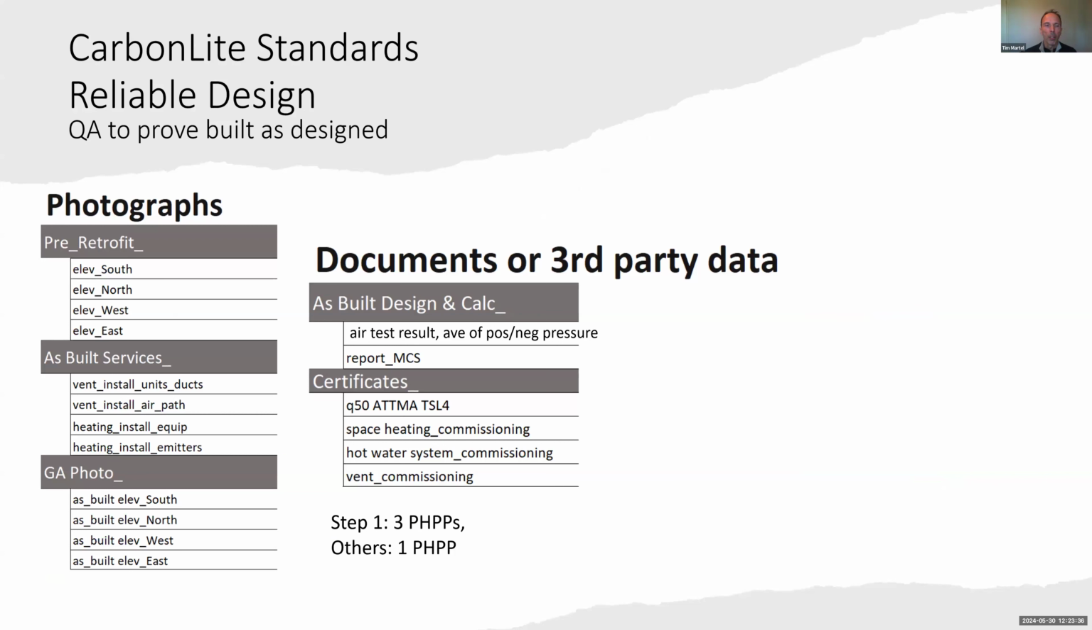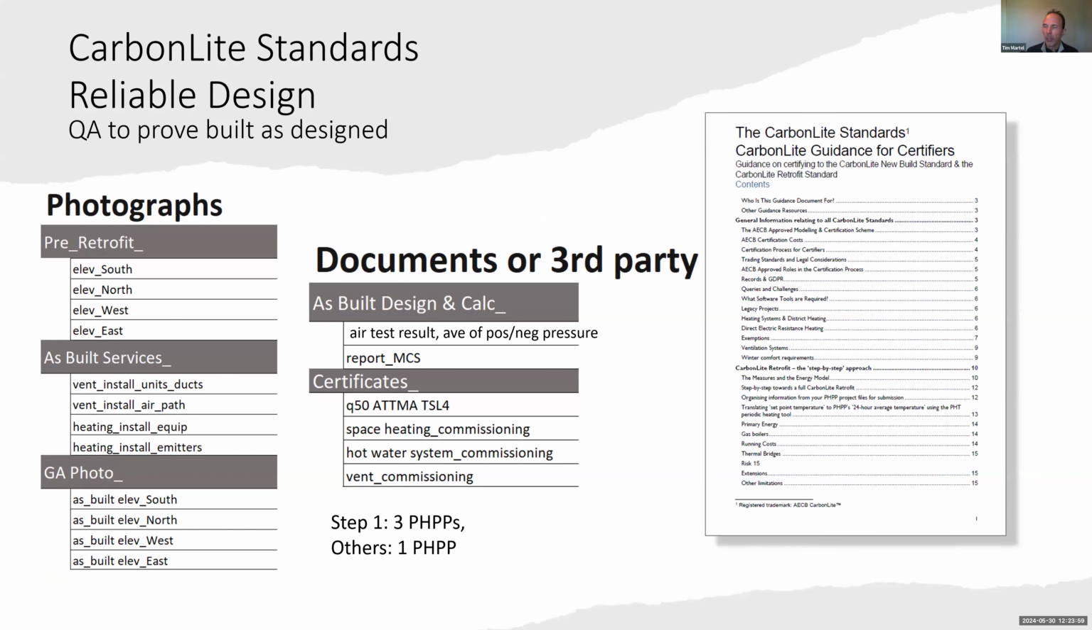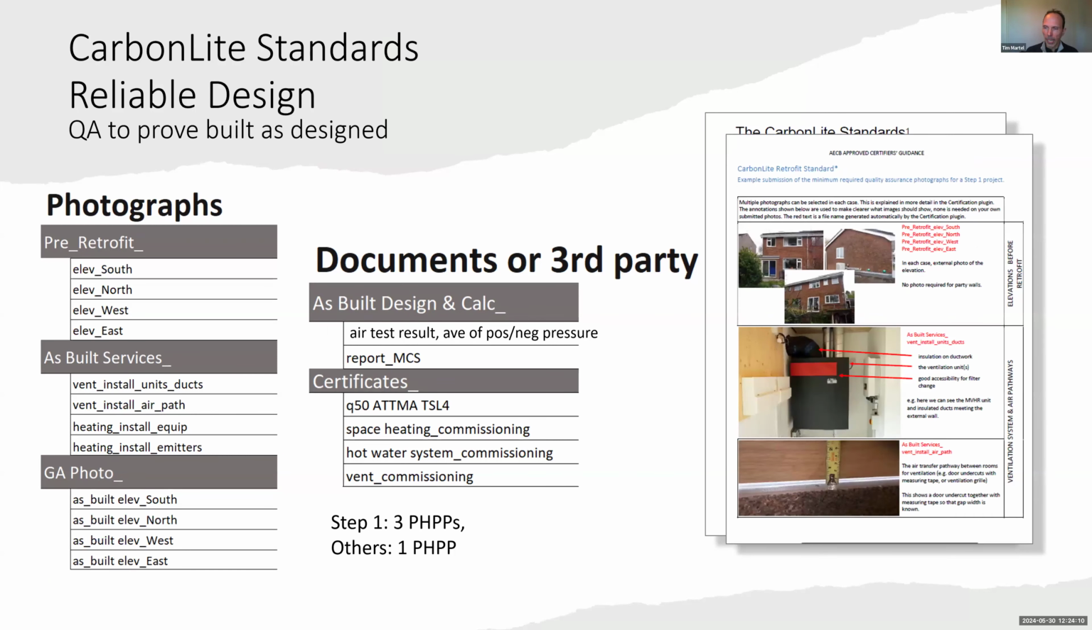So another part of our standards is there's a QA process. For step one, you only require a few photos. There's this list here and some drawings as well. But for the other standards, you require a few more. That's all part of the process. And there are guidance documents for the certifiers to make sure that they understand the issues and they have a consolidated approach for all of that. And also so that they have guidance on what photos are appropriate and what to look for in the photos.